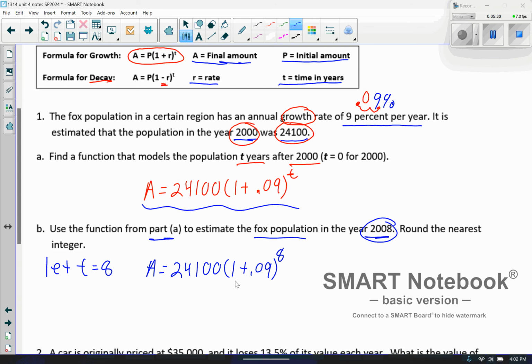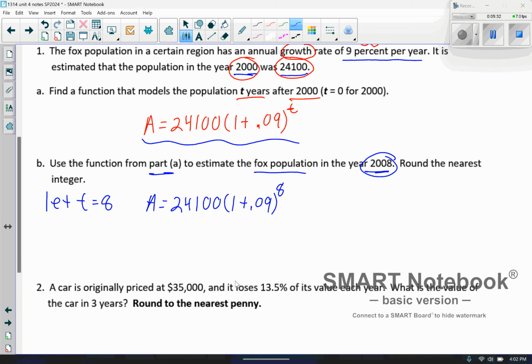You don't have to add that together because the calculator is going to do a lot of this work for us, but if you wanted to, you could. So A equals 24,100 times, this would be just 1.09 raised to the power of 8 like that.